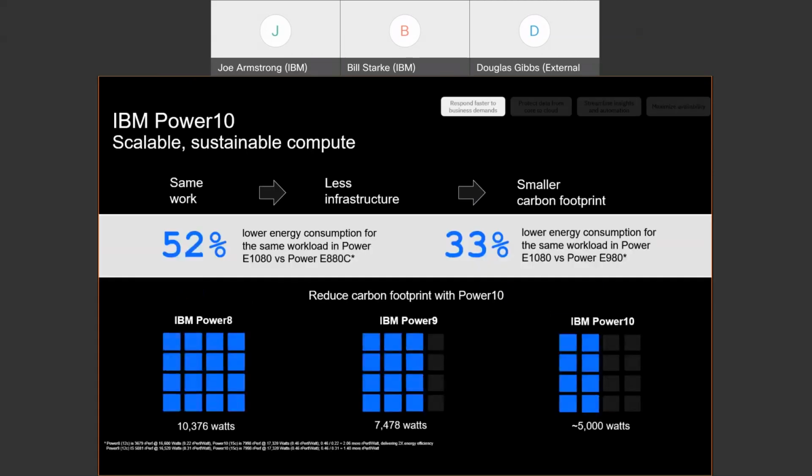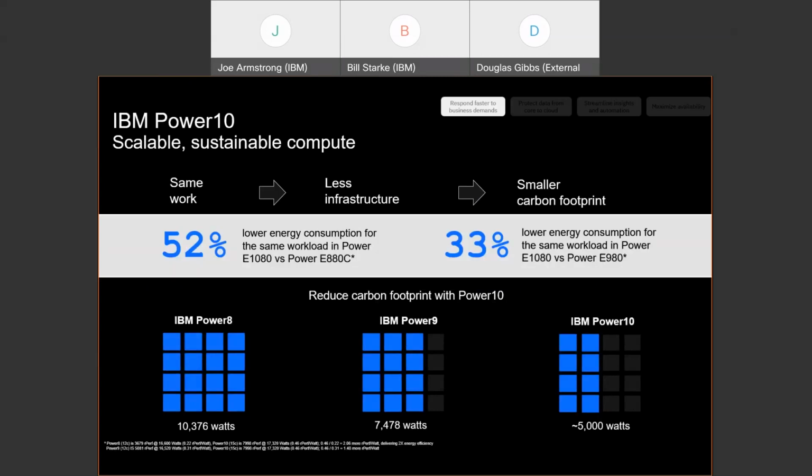And Power10, with its increased performance and without the use of extra electricity, is one way of doing that. So just look at the Power8. You get twice the performance of Power8 with less than half the energy required. And so as businesses look to reduce their carbon footprint, Power is one way they can do that.